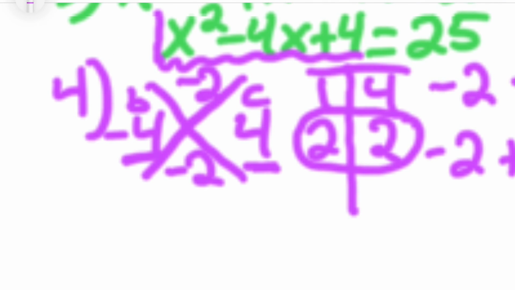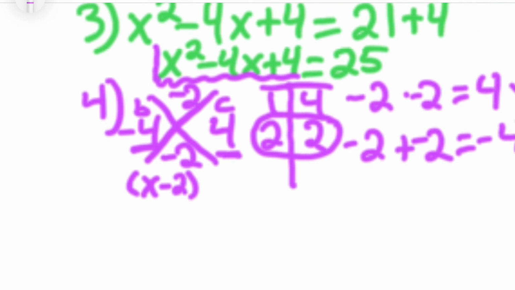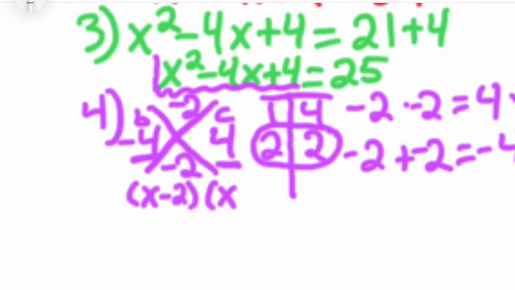So with these magic numbers, we did not have to slide or divide any, and there was no GCF to throw out front of our factored form. So we have x minus 2 times x minus 2, which is the same thing as x minus 2 squared.